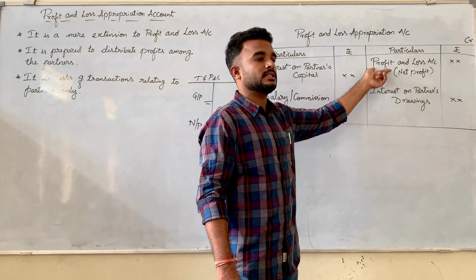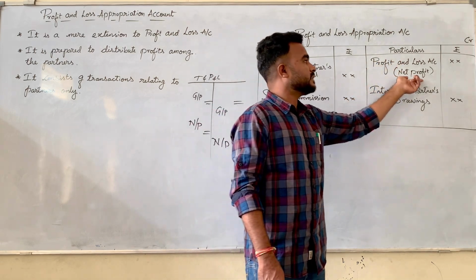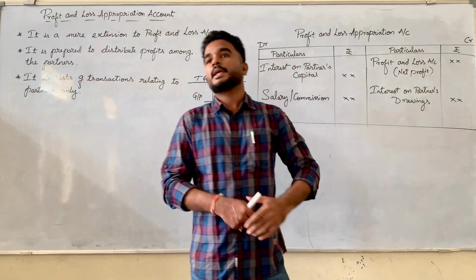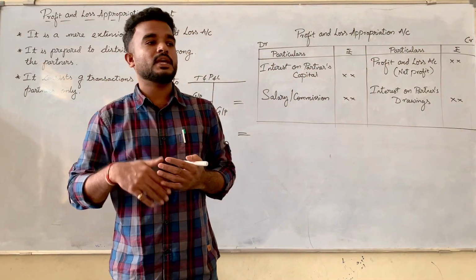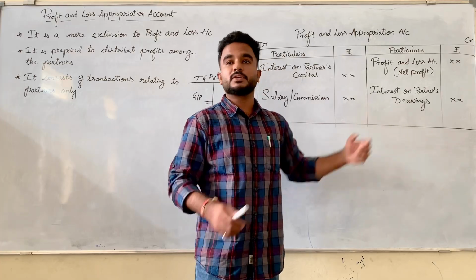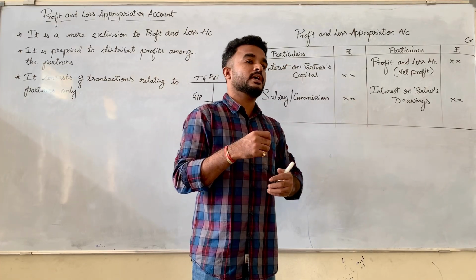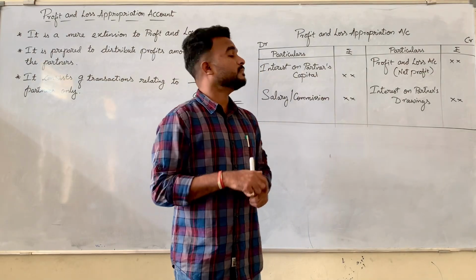From where did we bring this? From profit and loss account. That's why we have to write it as profit and loss account. It starts with net profit. And the only revenue that we earn from partners is interest on partners' drawings, because they will draw the amount and they will pay interest on these drawings to the firm. So for the firm, it is an income.